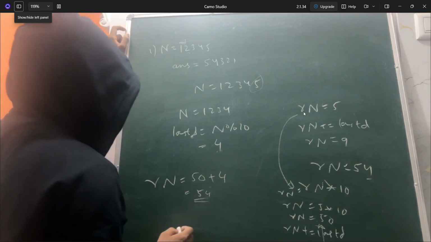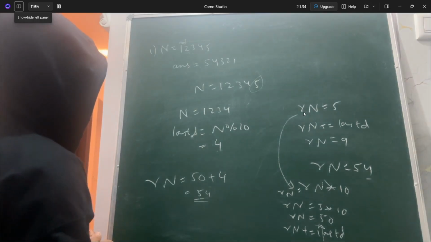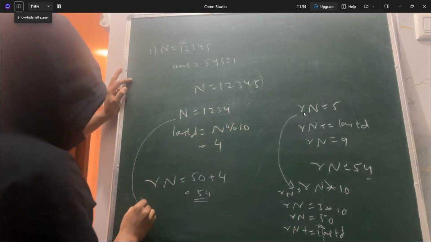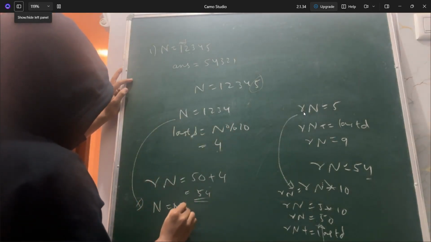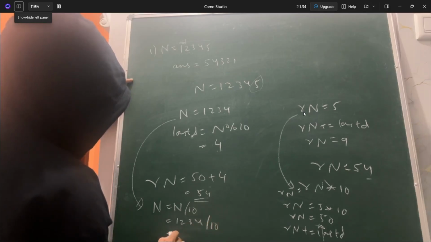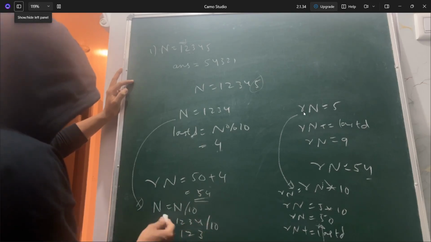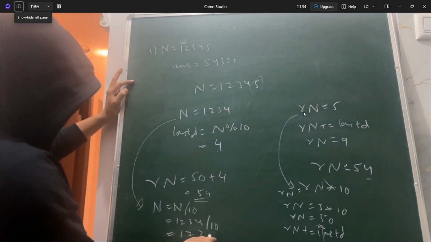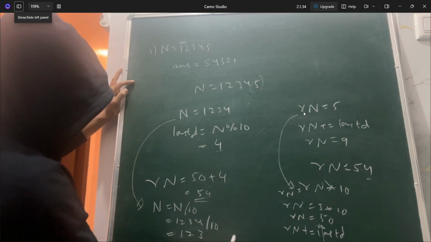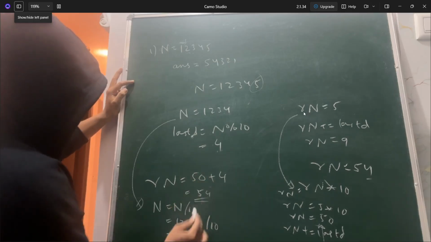Okay, now in the second step we have got Rn is equal to 54, but n value is still 1 2 3 4, so we'll have to remove this 4. For that you need to do n is equal to n divided by 10. This will give you 1 2 3 4 divided by 10, which is 1 2 3. So if you see, in the first step n was 1 2 3 4 and Rn was 5, so 4 has gone from here to here. So if you see 1 2 3, here we have 5 4, so kind of it is reversing.